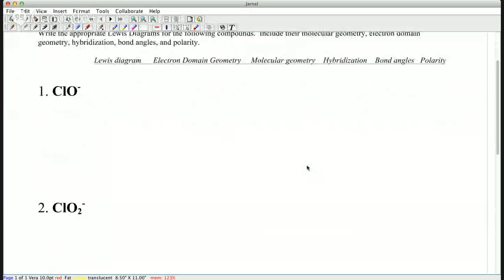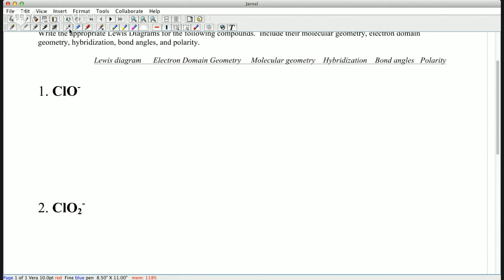Okay, so we're in the Lewis dot diagram of the, well, if you remember what type of ion this is, when you have a low number of O's, it's an ite, and the lowest one is the hypo. So this is hypochlorite ion. In any case, ClO-. So we always start out with the valence electrons.